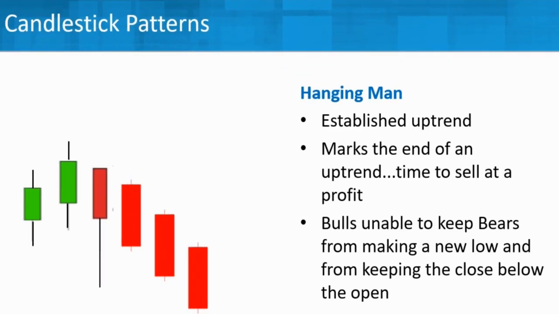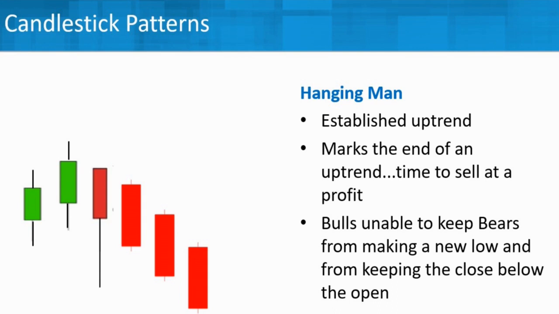Now, a hanging man is essentially the opposite. You have an established uptrend where things have been trending upwards. Each open is higher than the close from the day before. We have green candlesticks in this case. But a hanging man marks the end of an uptrend. And if you own the security, that's the time to sell at a profit. On a hammer, you're looking to get in and start riding a new trend going upwards. But if you own a security and you see a hanging man, it's time to watch, because this might be the time to sell.